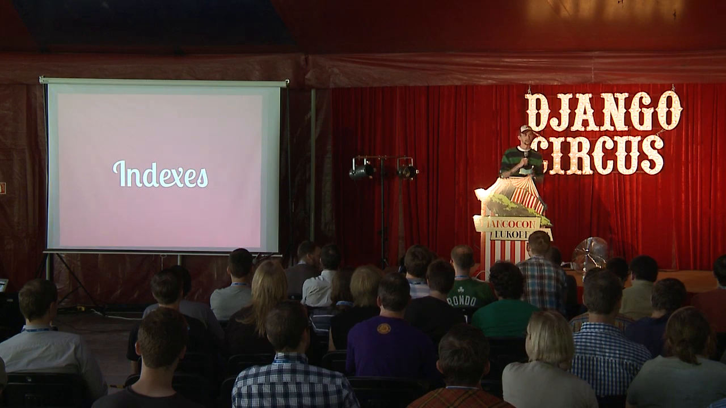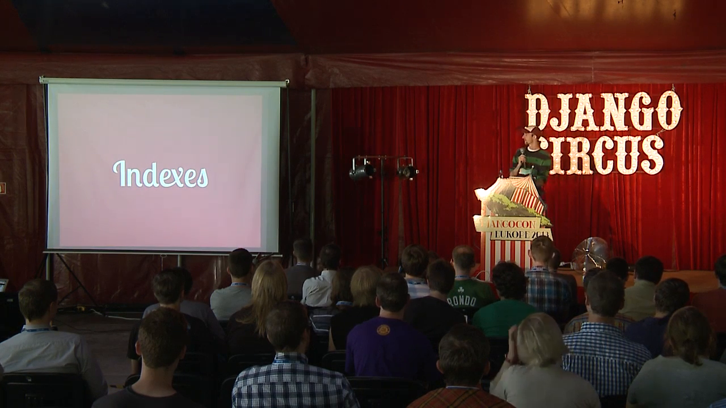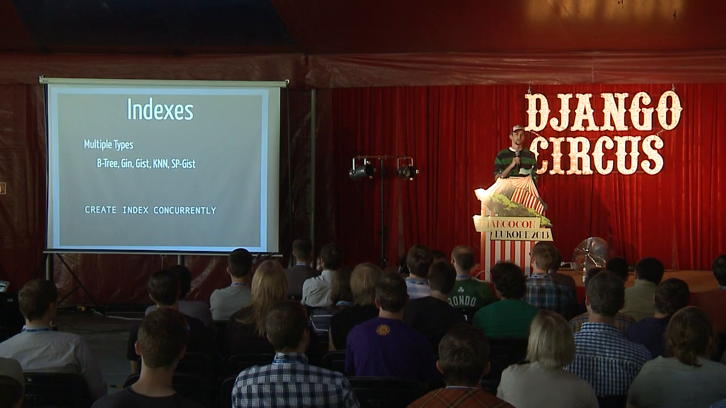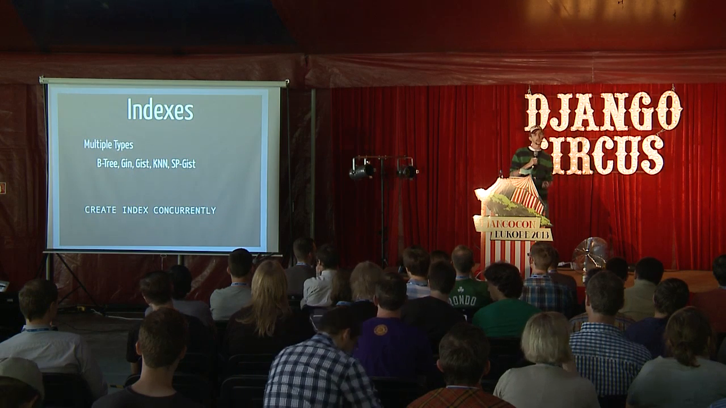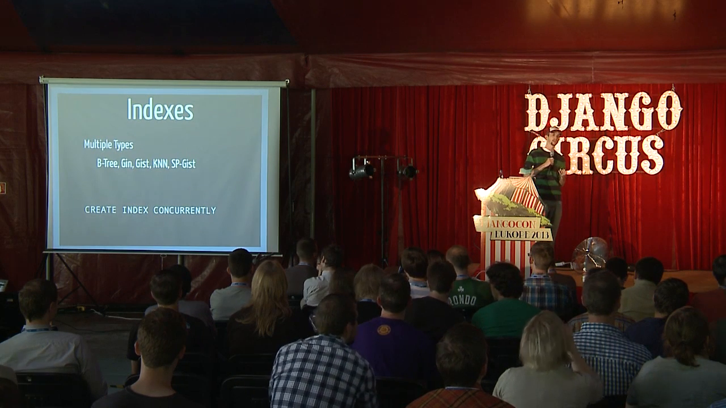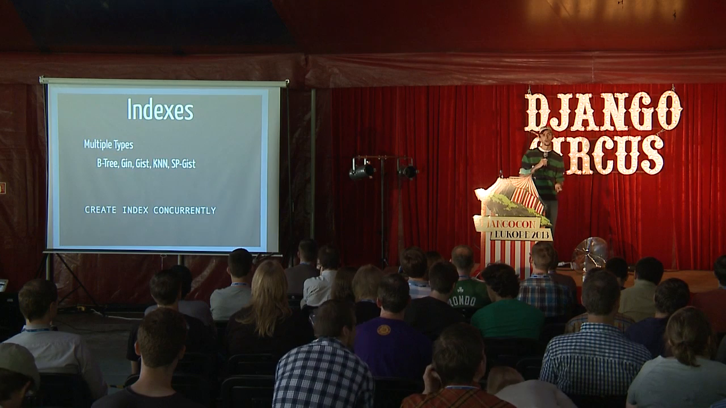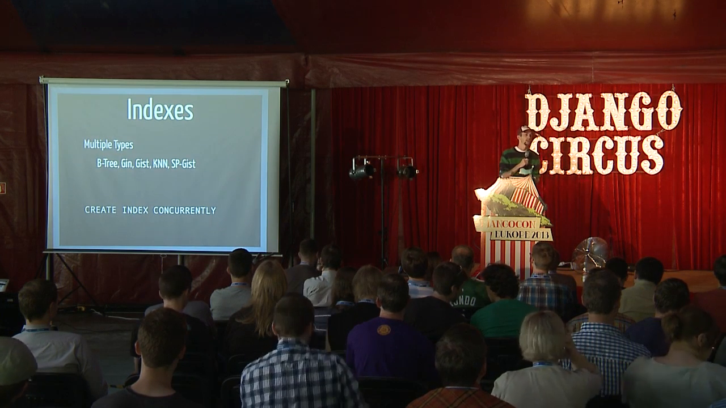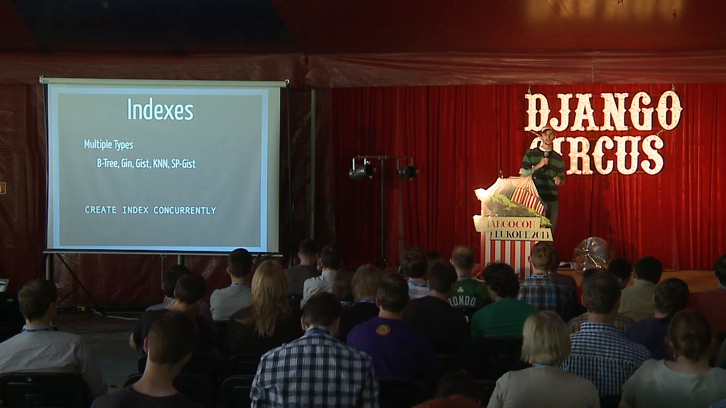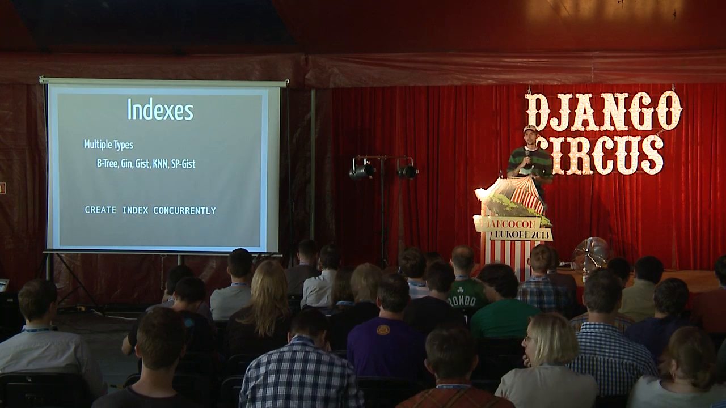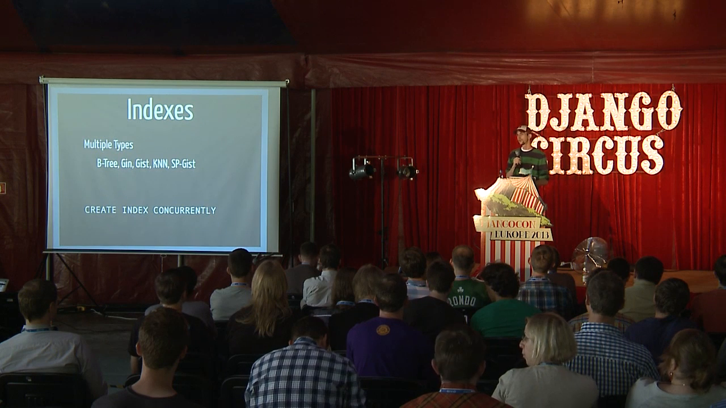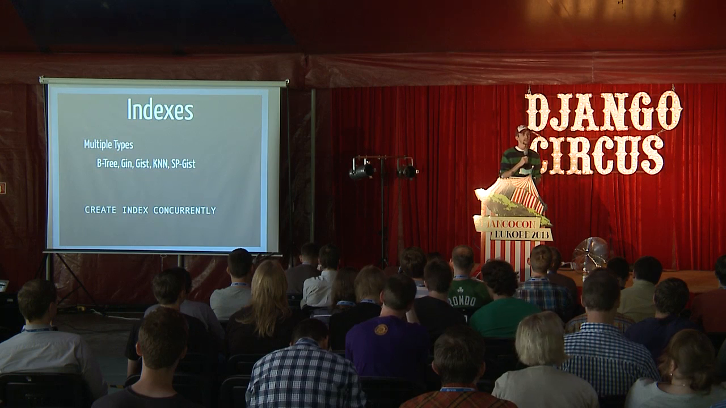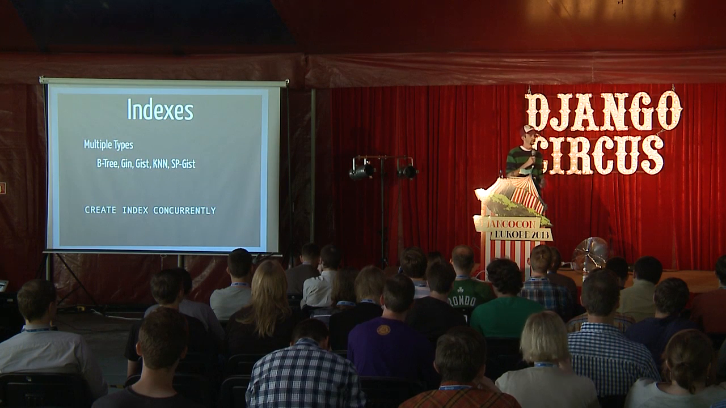Then there's indexes. So Christoph hit on this a little bit yesterday. I'm going to cover it from a little bit of a different perspective. So in Postgres, you've got a ton of types. You've got a B tree, a GIN, a GiST, KNN, which is k nearest neighbor, a space partition GiST. You've got create index concurrently. So if you've ever added an index to a table and it's had to rewrite the table, it's taken 30 minutes, an hour, and you can't do anything on that table, create index concurrently solves this for you. It basically builds up the index in the background and then swaps over.